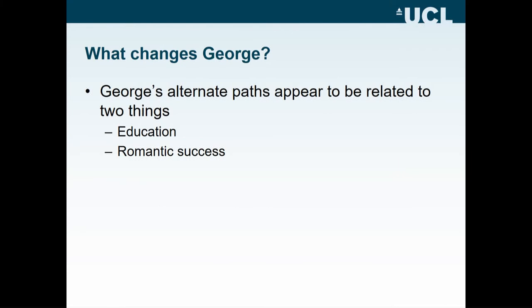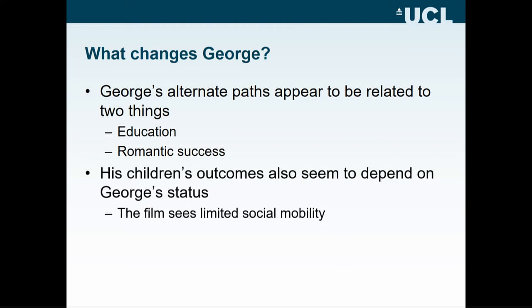So what's changed? What's happened with George, Marty's father? What seems to have been related to his success is his level of education. We also see differing romantic success. The children's outcomes, Marty and his siblings, seem to be strongly dependent on their parents' outcomes.